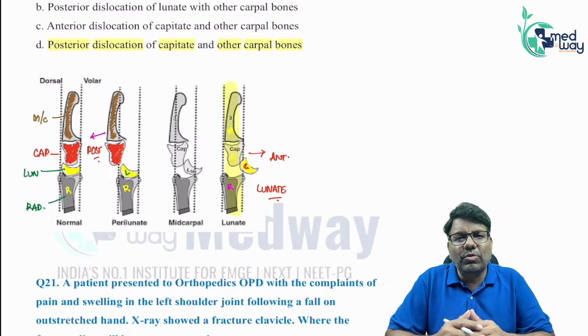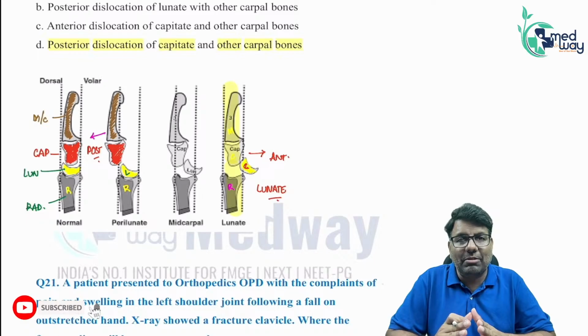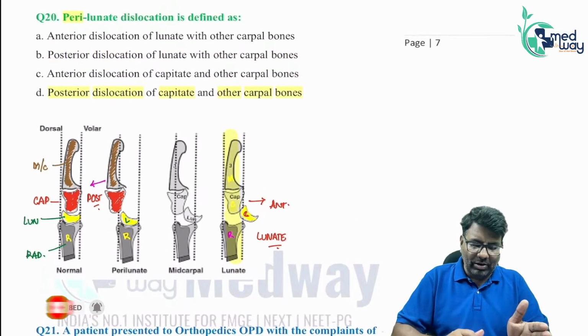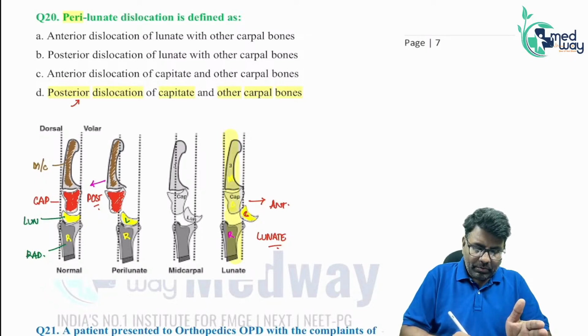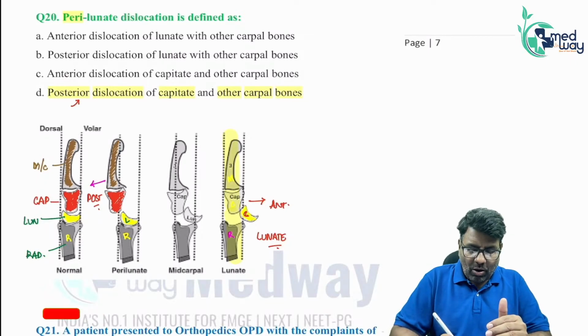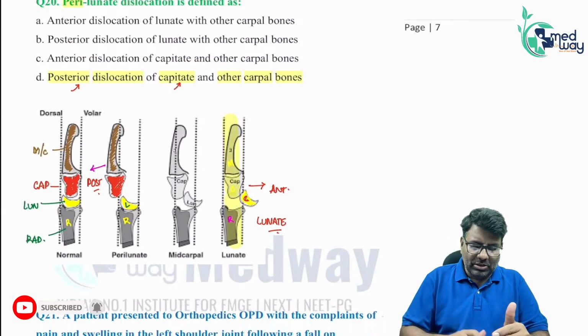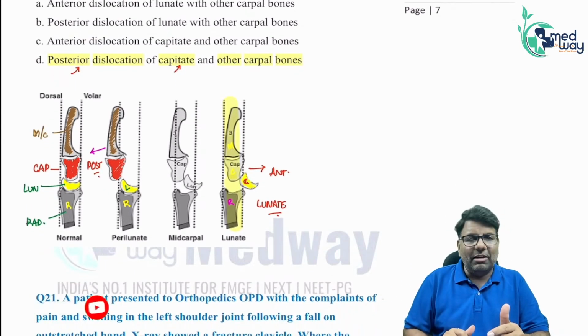So if the lunate is moving anteriorly, leaving the rest of the bones in their original alignment, that is lunate dislocation. In case of perilunate dislocation, the lunate is in its original position, but the part of the hand distal to that is dislocated posteriorly. So in perilunate, there is posterior dislocation of the capitate along with the remaining bones. Okay? So this is how you should remember lunate and perilunate.